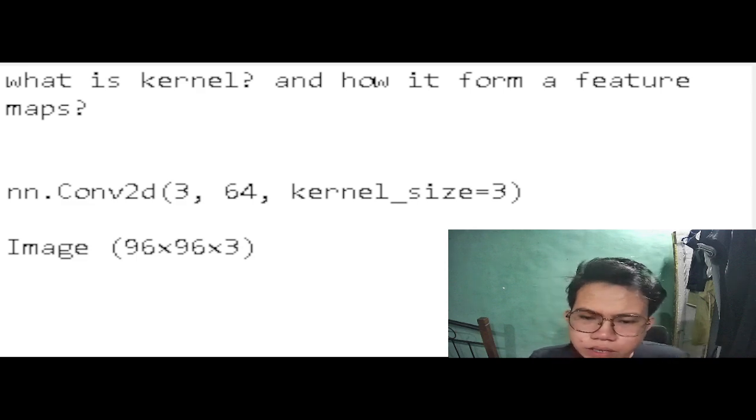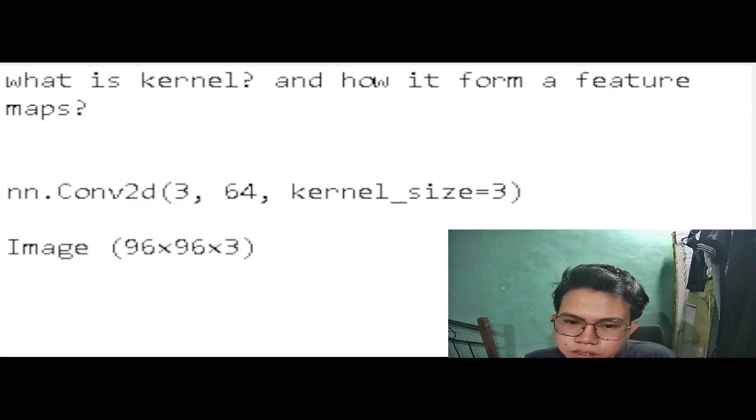So, what is a kernel and how does it form feature maps? Suppose, as we can see here in the image, we use the convolutional layer. The kernel learns to detect a specific pattern or feature, or we call the kernel a filter, that moves around in an image to capture the specific feature. They capture different unique patterns because each filter has different weights.